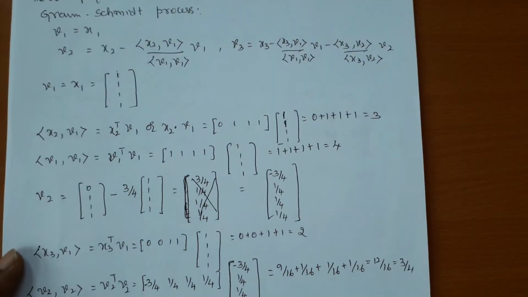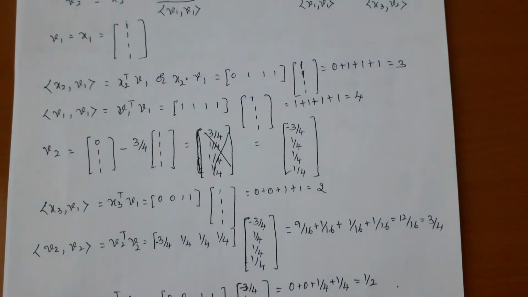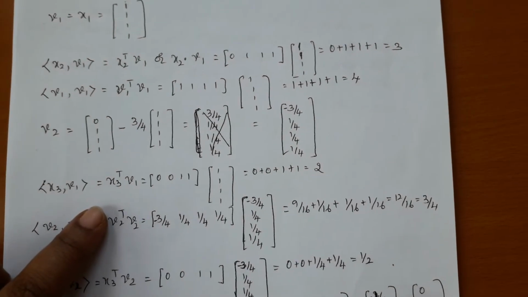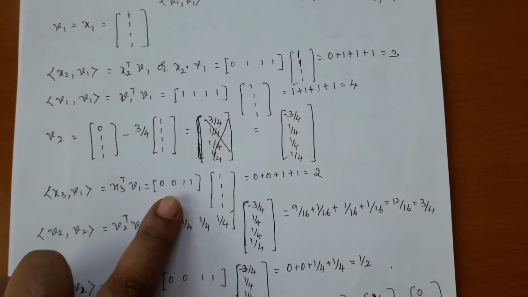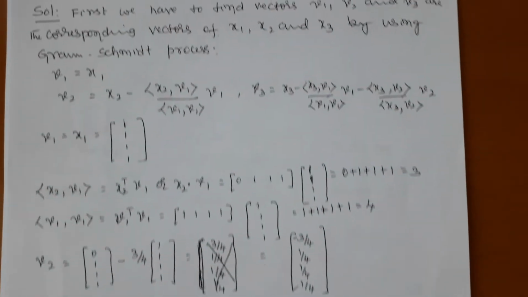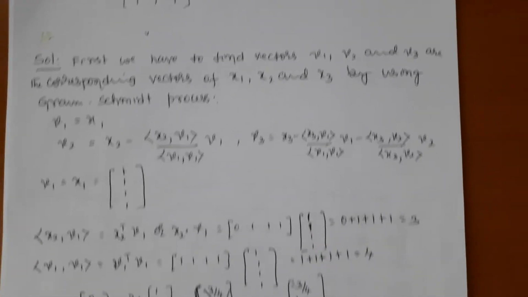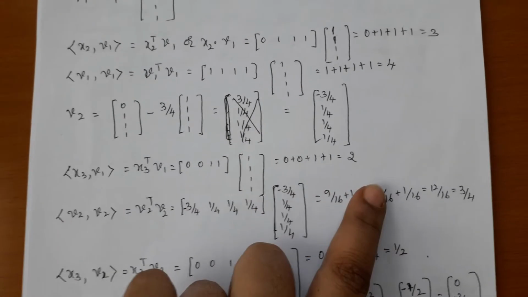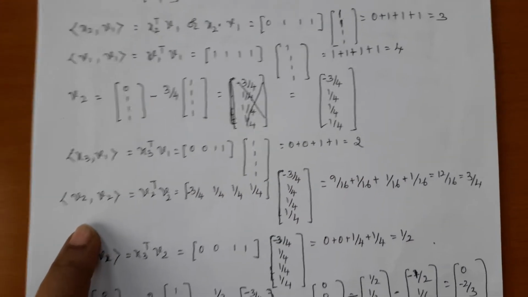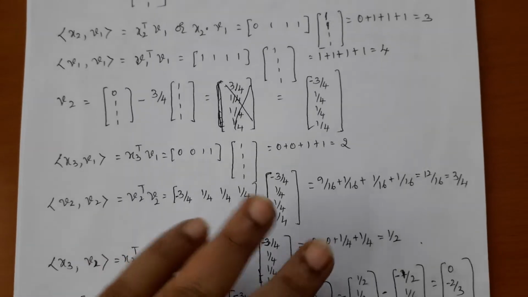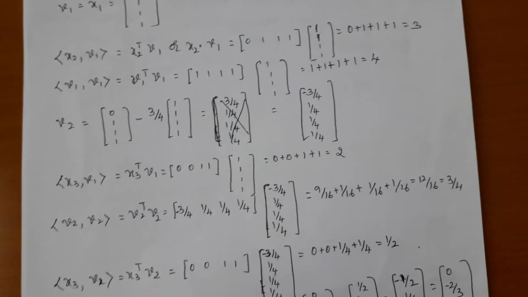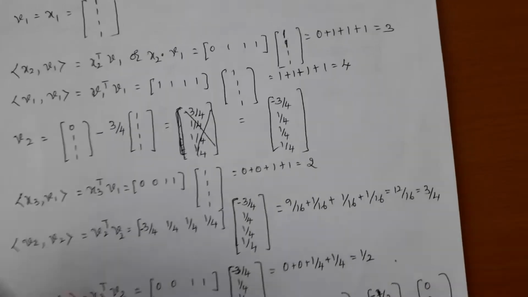Similarly, I have to find the V3 vector. First you find the inner product of X3 comma V1, which is X3 transpose into V1. X3 is given in the problem: 0, 0, 1, 1. From that I find 0, 0, 1, 1 into 1, 1, 1, 1, because V1. Simplify that, we get this. Similarly, to calculate the inner product of V2 comma V2, it is V2 transpose V2. You take row into column, multiply that. After the simplification we get 3 by 4.